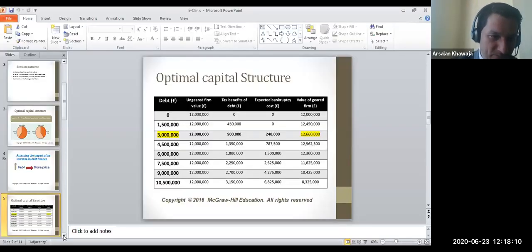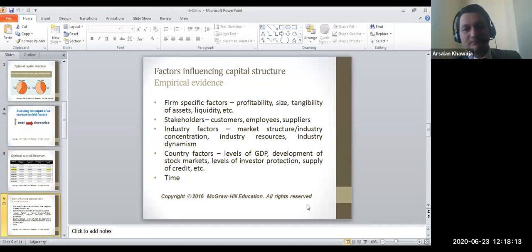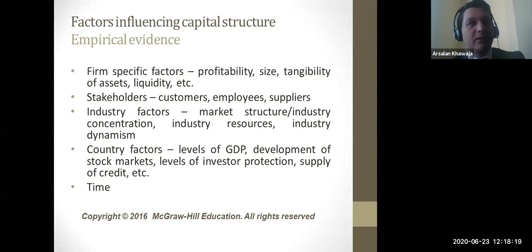Now, let's discuss what the factors are. As I said, banks or financial institutions are in the business of lending out money, so they cannot be compared with, let's say, a retail outlet, or any clothes manufacturing company. They are in a separate business. So firm-specific factors such as profitability, size, tangibility of assets, and liquidity, all of that matters.